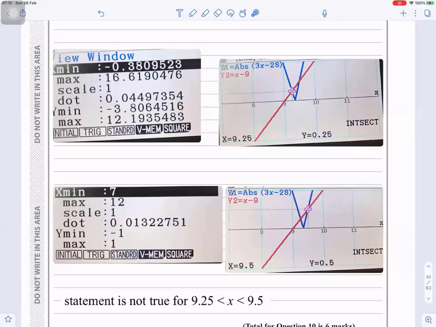So that's another part of the graph. So the statement is not true for 9.25 less than x less than 9.5, because in that part it doesn't satisfy the conditions.